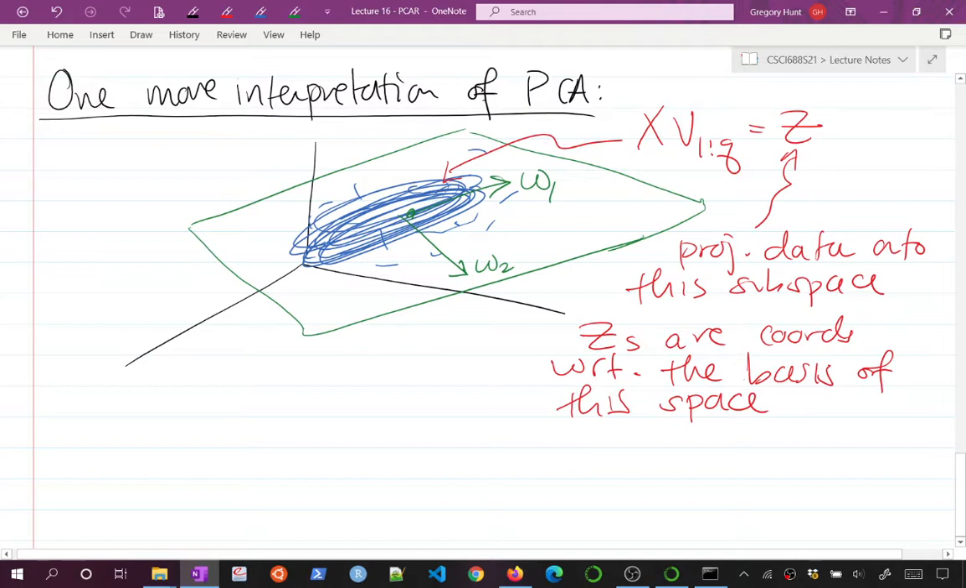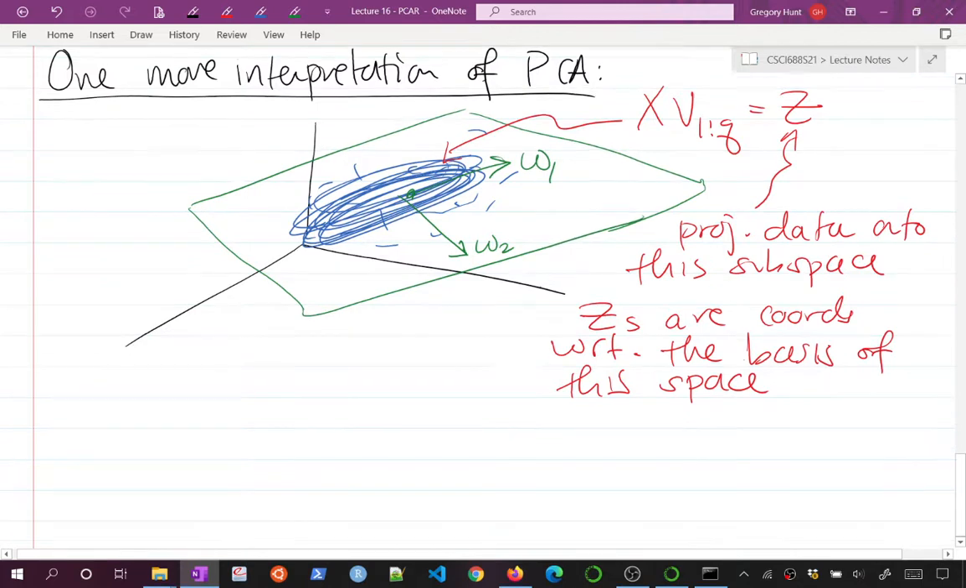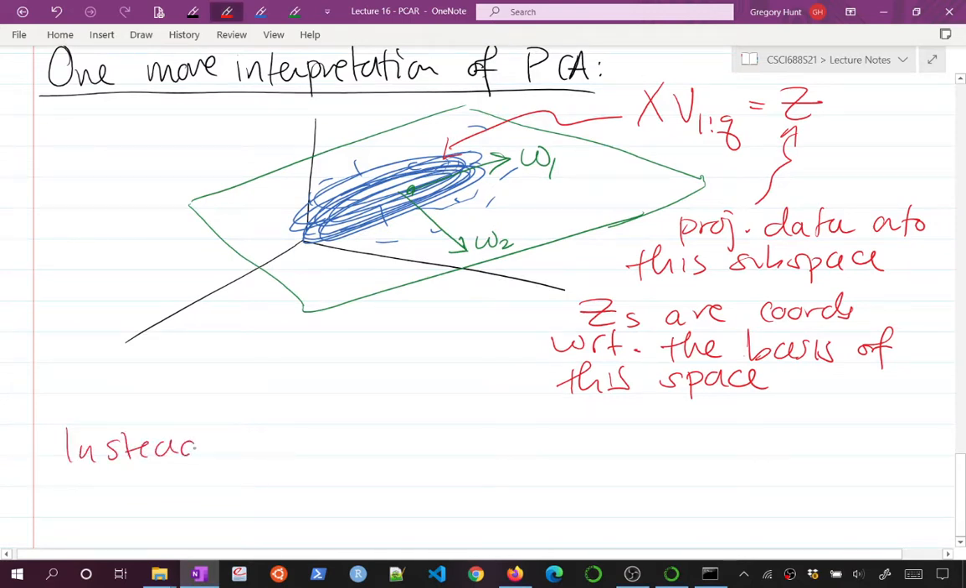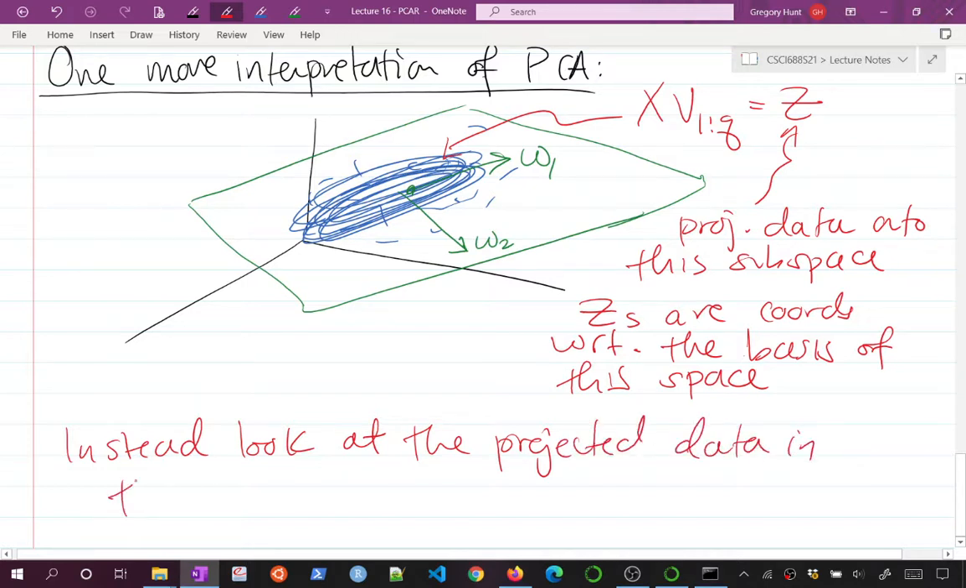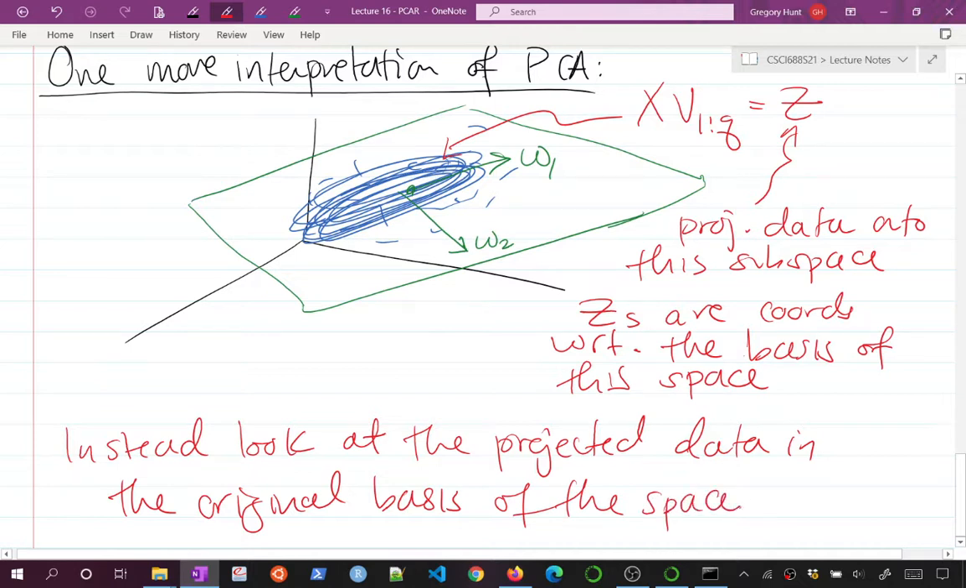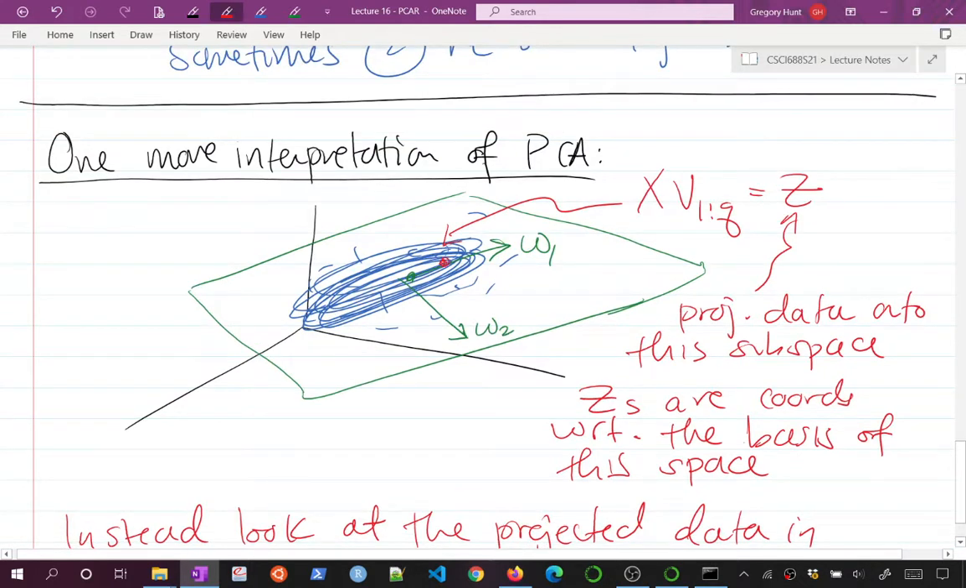And we could instead look at the projected data in the original basis of the space. So these Z's are basically the coordinates in this subspace. This subspace is a 2-dimensional subspace, so I'll have 2 coordinates, say. I go down from 3 to 2, so I'll have 2 Z's. But you could also take any point here, and it would have a 3-dimensional coordinate. So basically ignoring the direction orthogonal to this plane. But you could get those coordinates too.